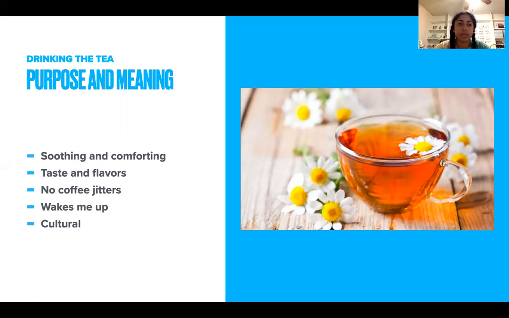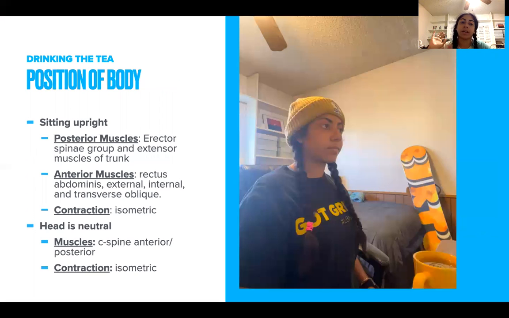Alrighty, so now we're going to move on. We're going to start off by talking about the position of the body, and then we're going to follow into the action steps. The position of the body relative to this activity would be sitting upright in a chair with your head in a neutral position. To sit upright, you're going to need your posterior and anterior muscles that are going to work together as synergists to keep the trunk upright.